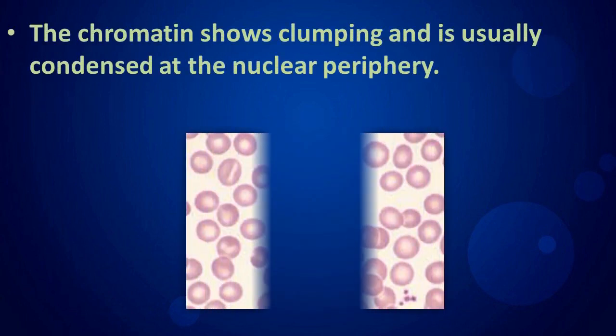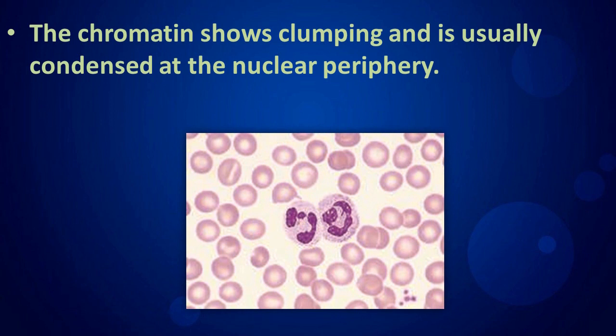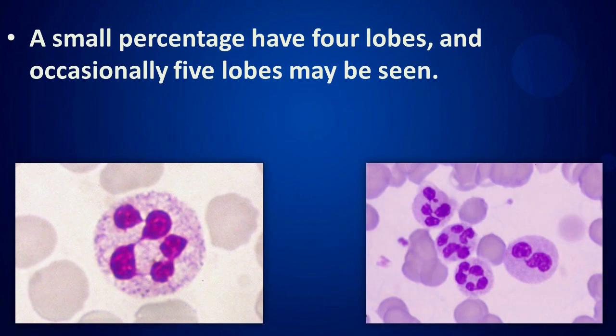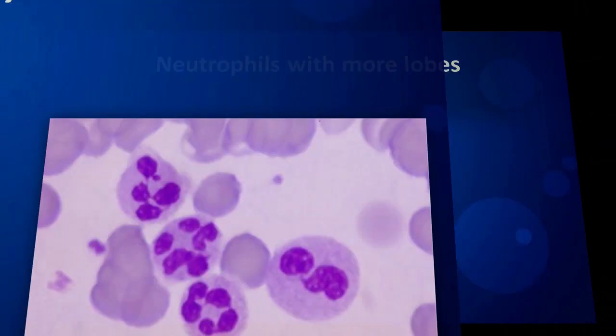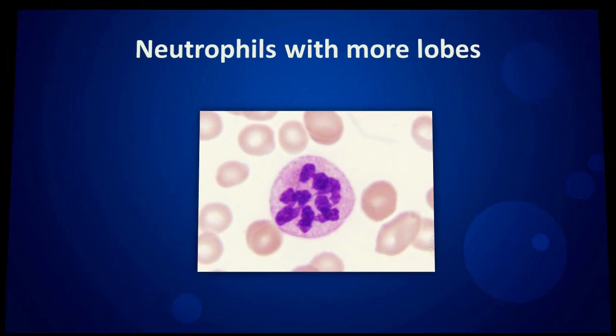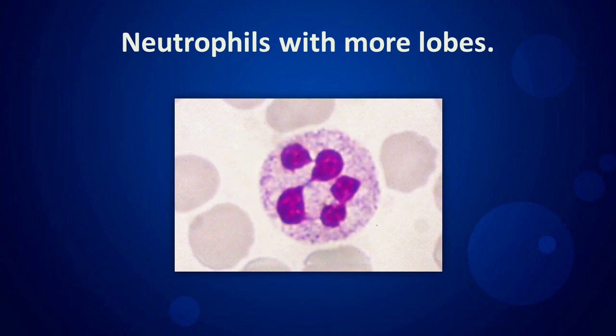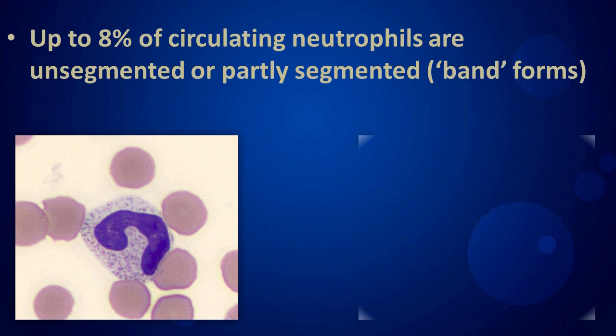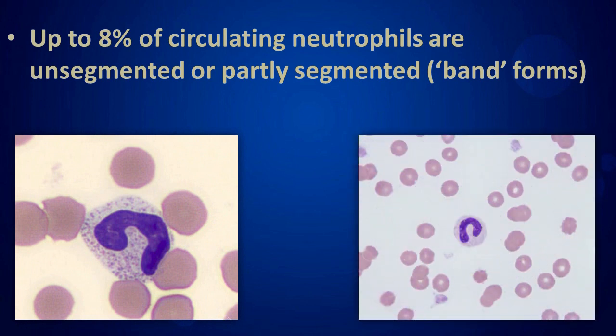The chromatin shows clumping, and is usually condensed at the nuclear periphery. A small percentage have four lobes, and occasionally five lobes may be seen. Up to 8% of circulating neutrophils are unsegmented, or partly segmented, or band form.